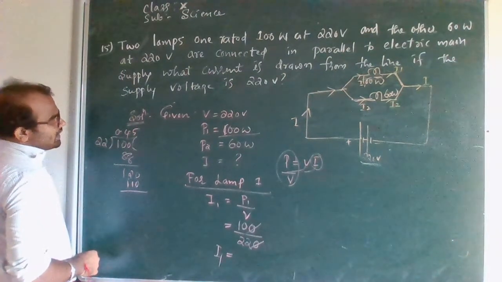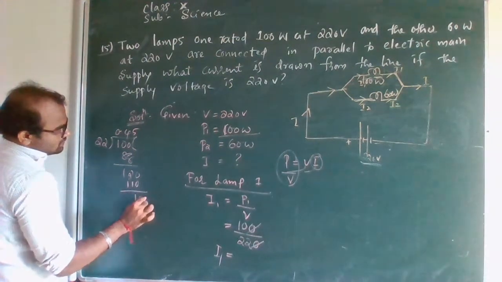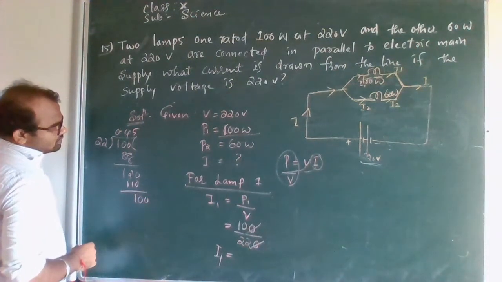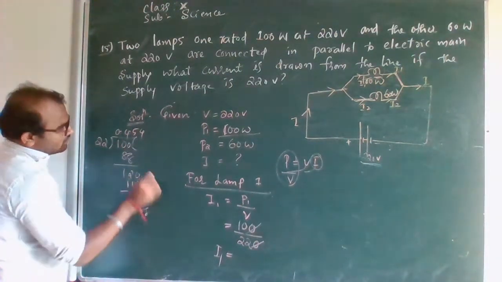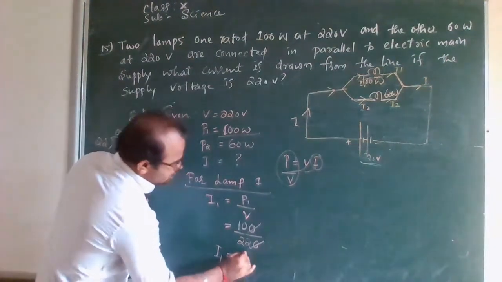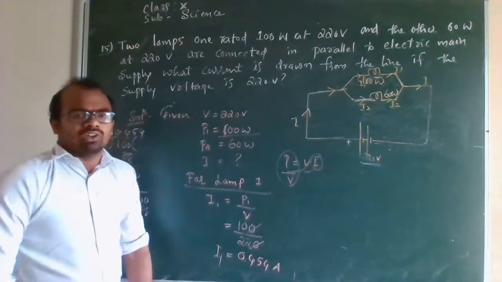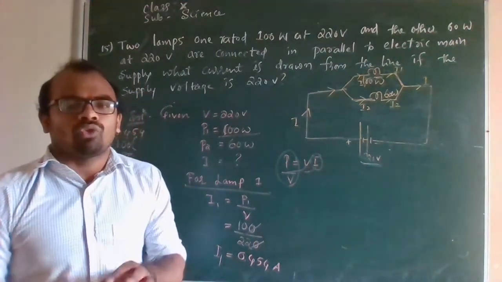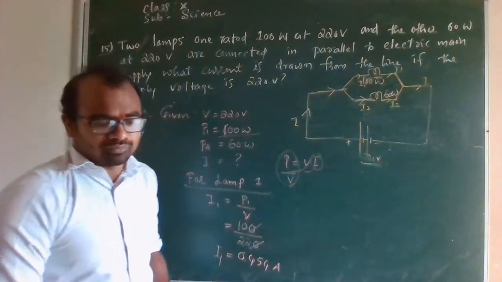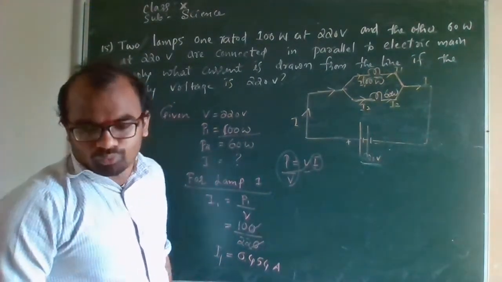Okay. So 22 5s are 110, means how much is remaining? 20 minus 10 is 10. So again 100. 100 means 22 4s are 88. So enough. We can take up to 2 or 3 digits. So 0.454 amperes. Even if you take up to 2 digits, that's enough. 0.45 amperes. So now we have to go for lamp 2.